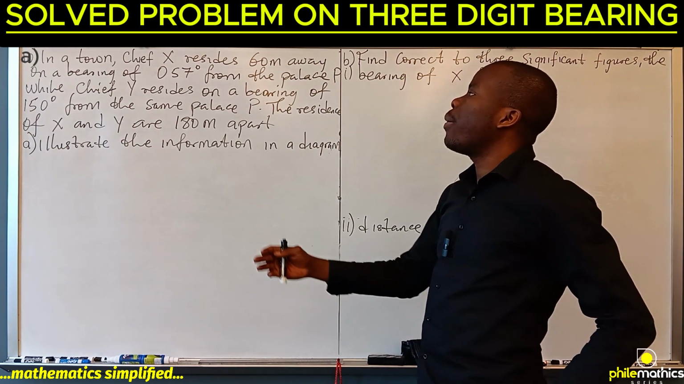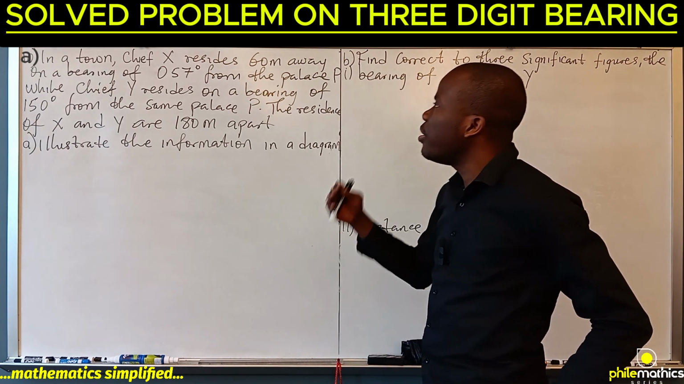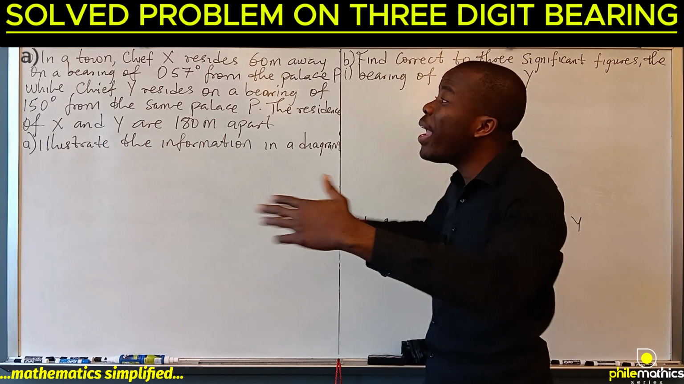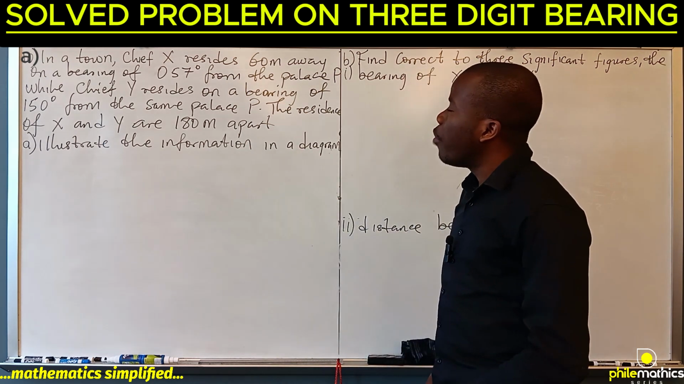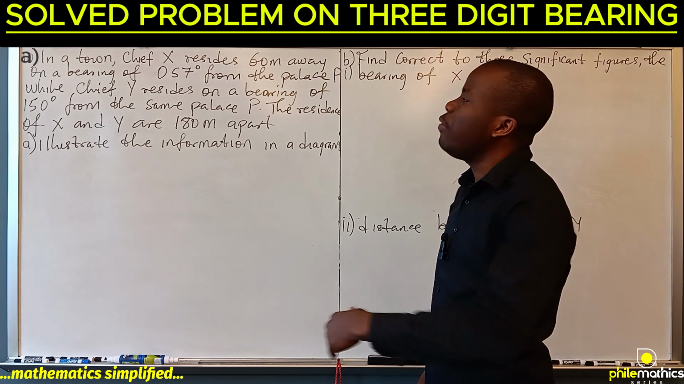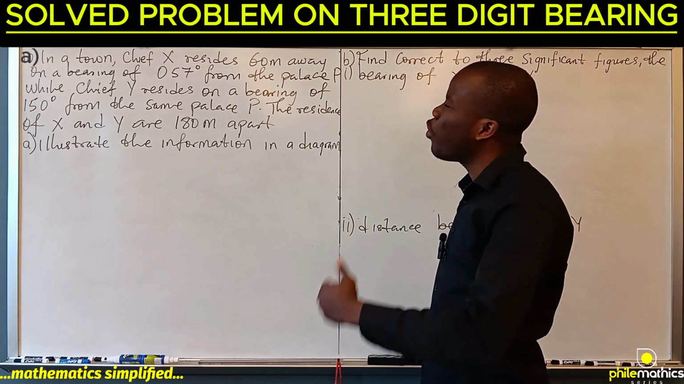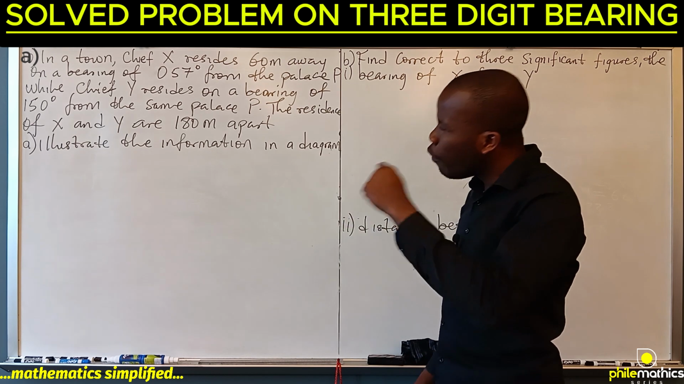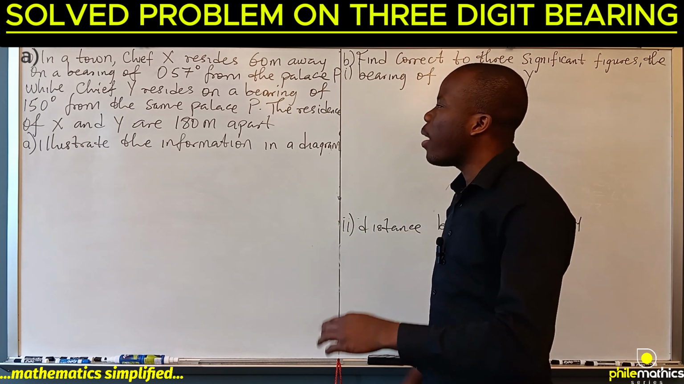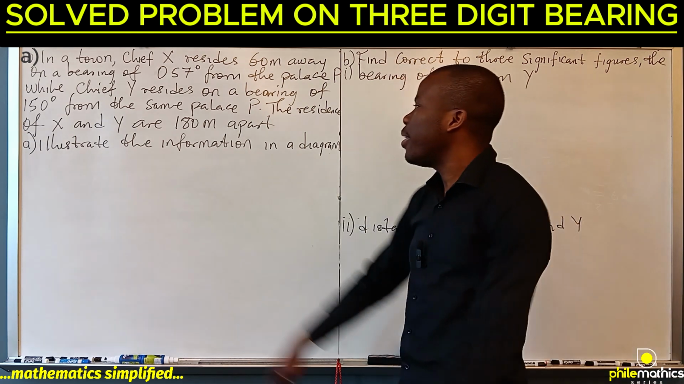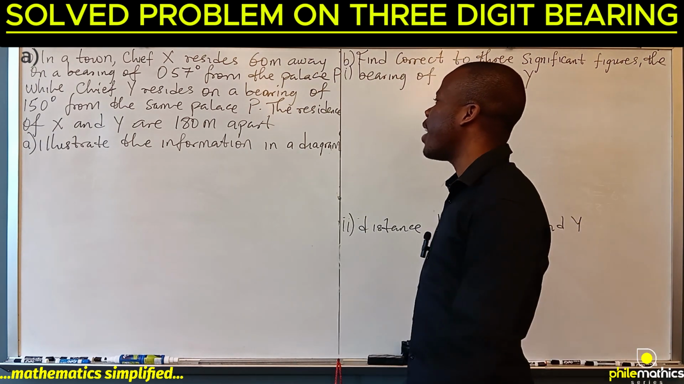In a town, Chief X resides 60 meters away on a bearing of 57 degrees from the palace, while Chief Y resides on a bearing of 150 degrees from the same palace. The residents of X and Y are 180 meters apart. Illustrate the information in a diagram.